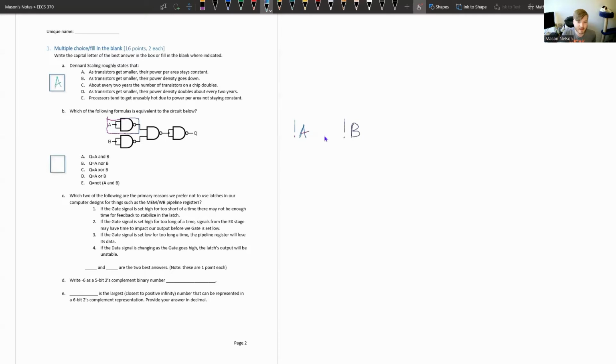Then we have another NAND gate combining those two results. And then finally we have another NAND gate at the end being used as a NOT, because the same input is going to both of the NAND gate's inputs. So we essentially get a double negation, which crosses out, and in the end we get NOT A and NOT B, which by De Morgan's law is equivalent to NOT (A or B). So in the end, this is a NOR gate, and B is the correct answer.